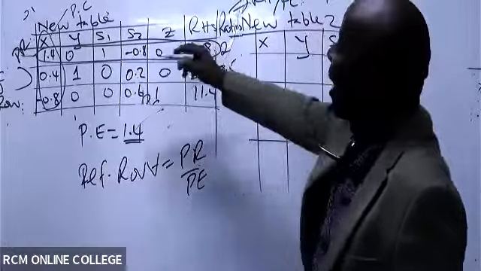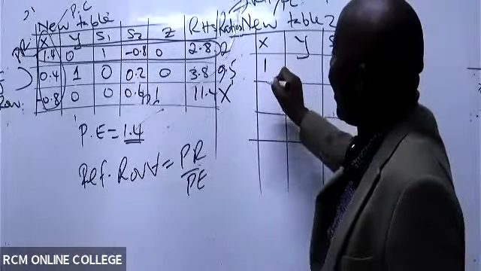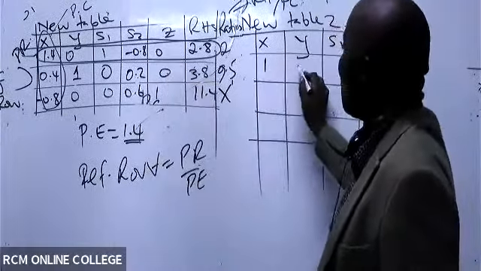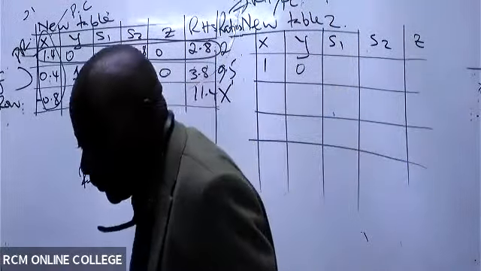Give me the new numbers. Tuanze hapa kazi woye. Noma si noma. 1.4 divided by 1.4, that is 1. 0 divided by 1.4, that is 0. 1 divided by 1.4, somebody give me this answer.